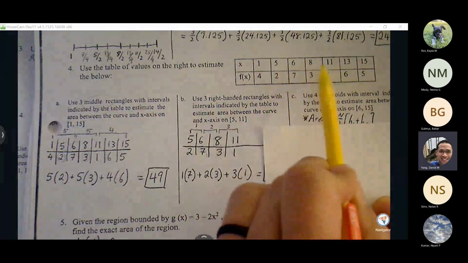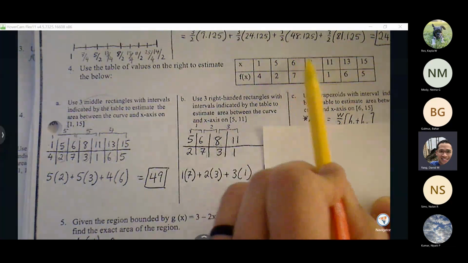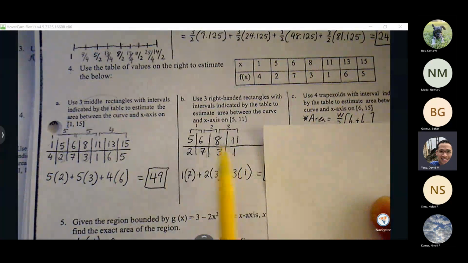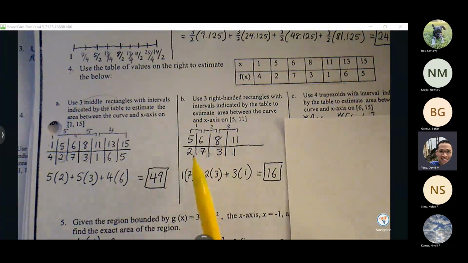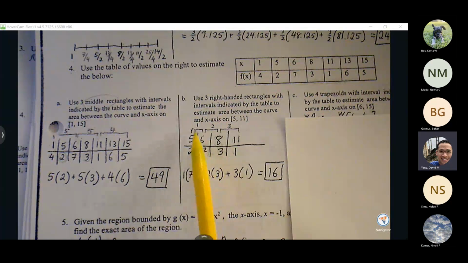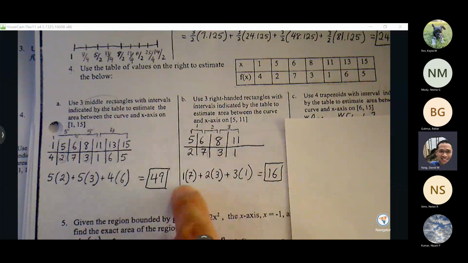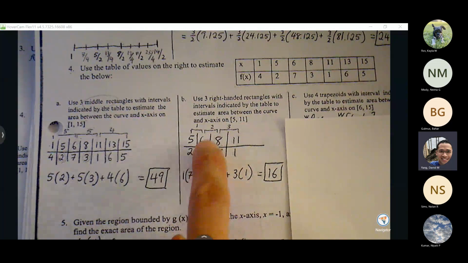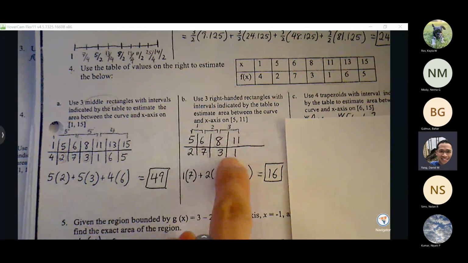So we're starting at 5 going to 11. So we're just going to span across 2 ordered pairs, 5 to 6, 6 to 8, 8 to 11. Within each subinterval, you're going to pick off the right y value. So for the first subinterval, you're going to choose 7, because 7 is to the right of 2. So 1 times 7, area of my first rectangle. Second rectangle, 2 times 3. Third rectangle, 3 times 1.